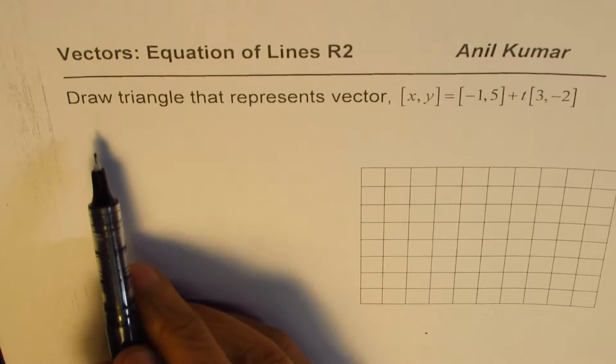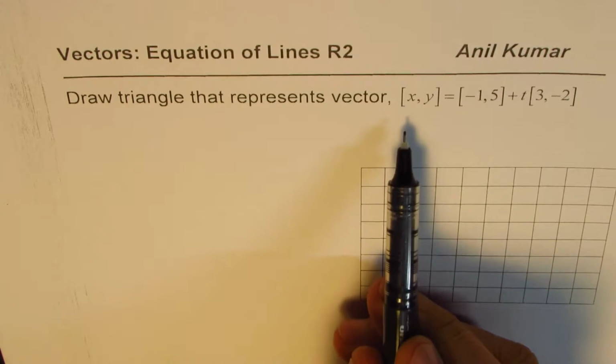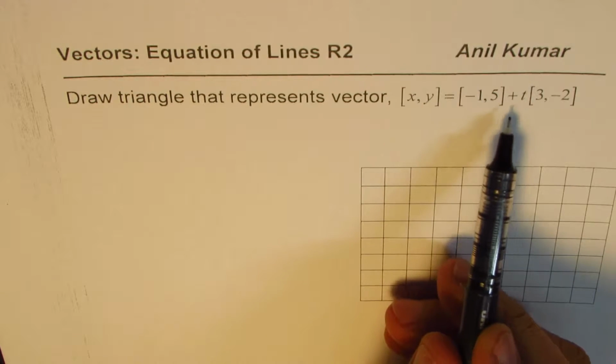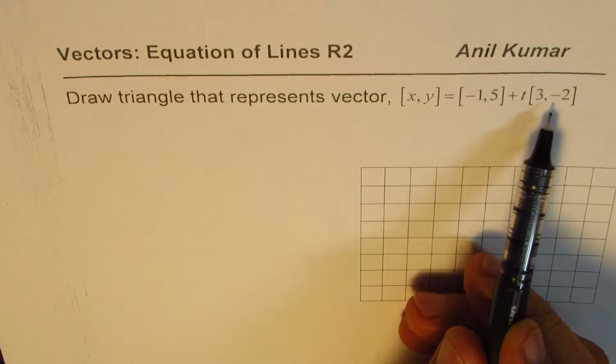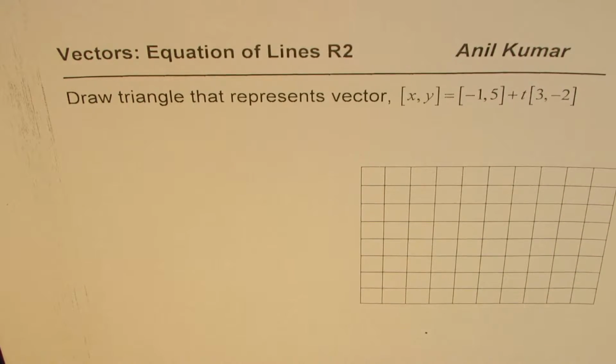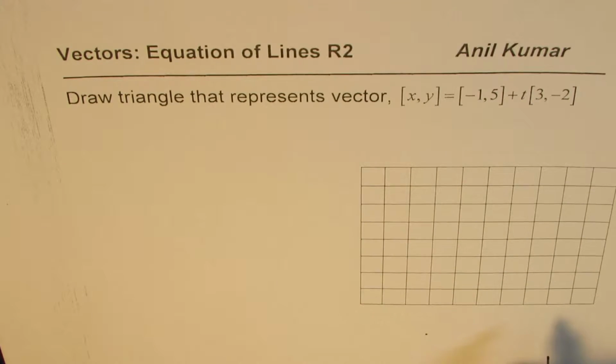The question here is, draw a triangle that represents the vector xy equals (-1, 5) plus t times (3, -2). Actually, it represents a line, and we'll see how that line connects with this triangle.